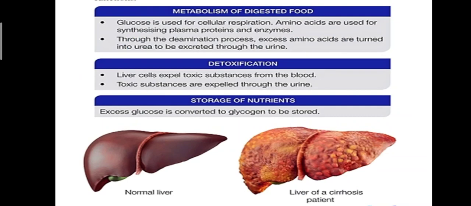Metabolism of digested food. Glucose is used for cellular respiration. Amino acids are used for synthesizing plasma protein and enzymes. And through the deamination process, excess amino acids are turned into urea to be excreted through urine. That is the first one. Then detoxification. Liver cells will expel toxic substances from the blood. Toxic substances are expelled through our urine. And the third one, storage of nutrients. Excess glucose is converted to glycogen to be stored.